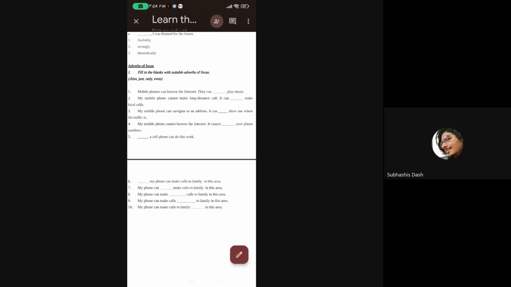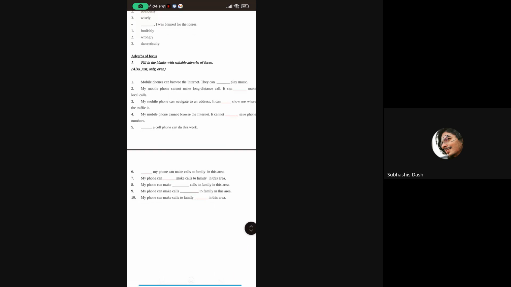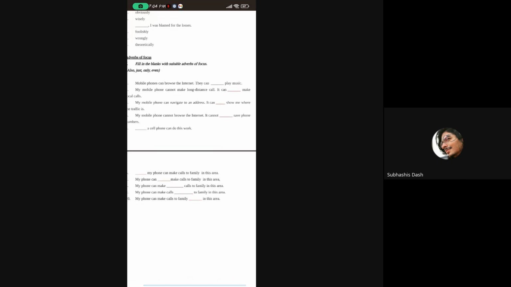So additive function. Can we use anything else here? Instead of also, we can use even. So to show surprise or shock, you can use even as well. They can even play music. So surprise. So also and even both can be used.